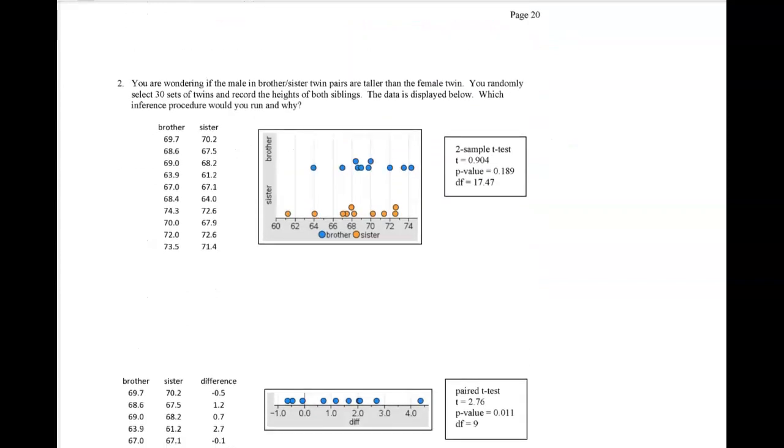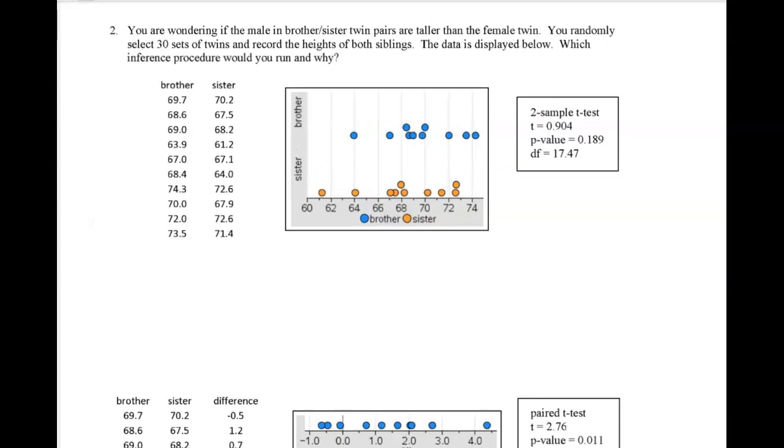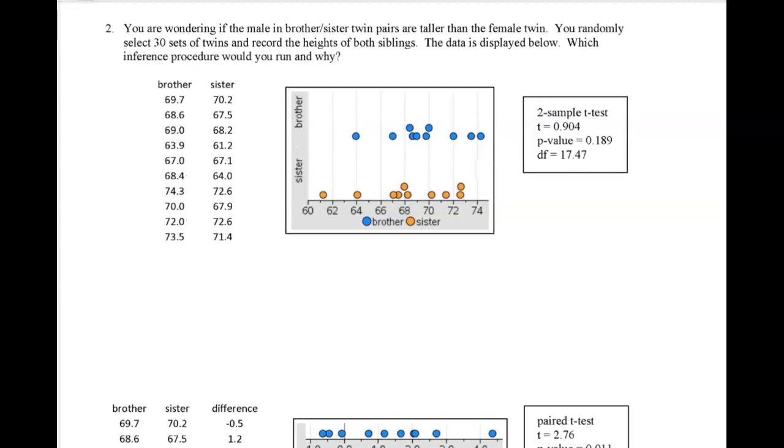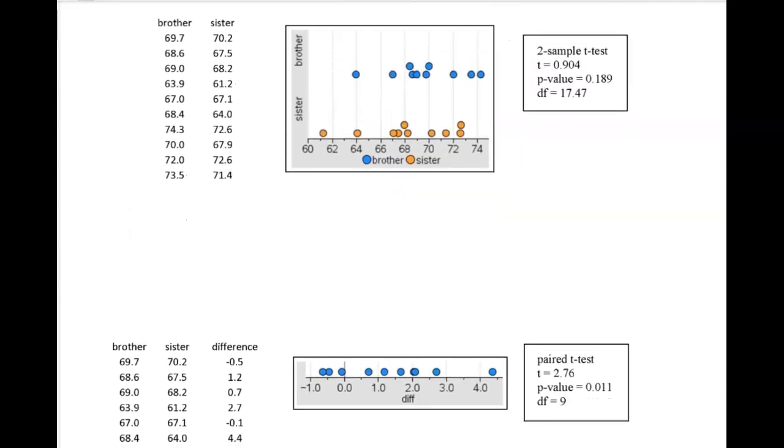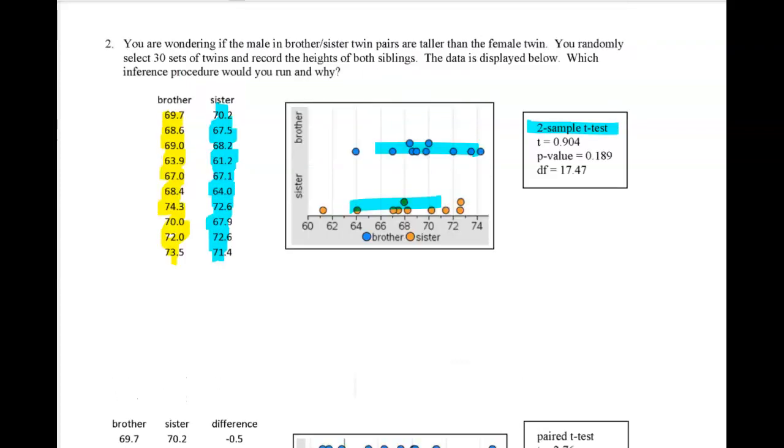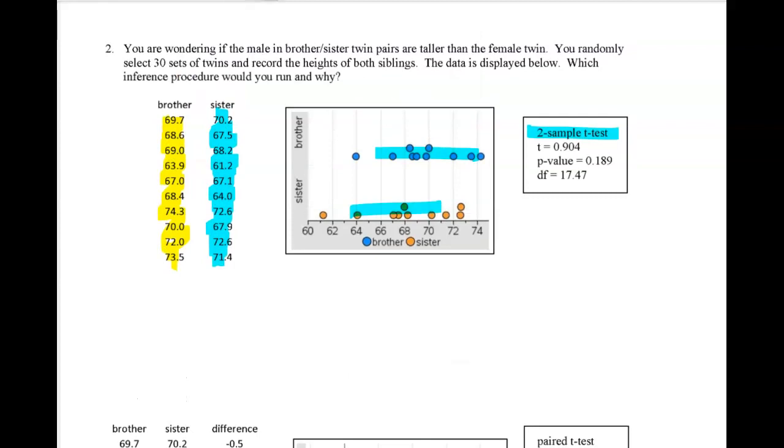All right. Example 2. So again, if I don't read the text, if I just look at this, I see I got a group of boys and I got a group of girls. I got 2 samples. Some people are just going to run a 2-sample test without even thinking about it, and they're going to lose a lot of points. We have to read and think about it.